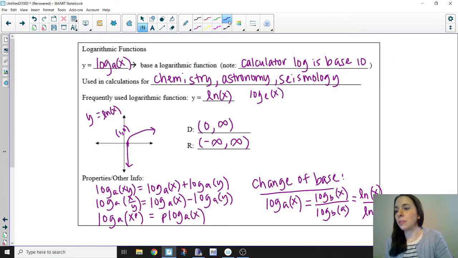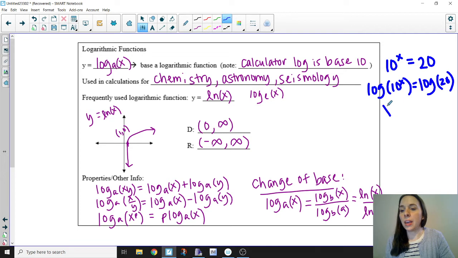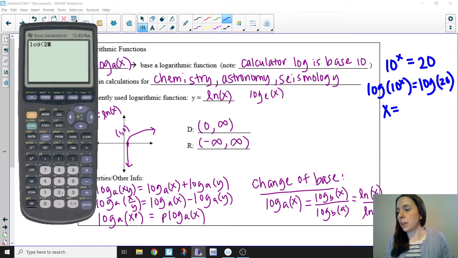For example, if you had something like 10 to the x equals 20, and you wanted to find what x is equal to here, what do you raise 10 to get exactly 20? Well, what you could do is take the log of both sides to get your answer. And this side results in x. If you want to approximate this answer, type it into your calculator because, again, this log is a log base 10. And there you have it. It's approximately 1.301.